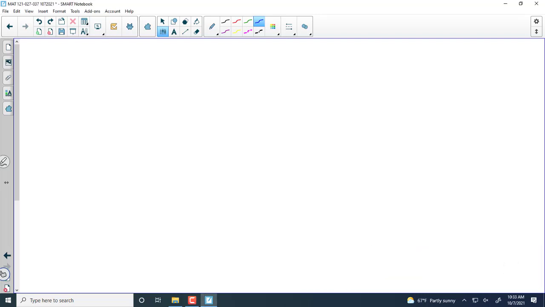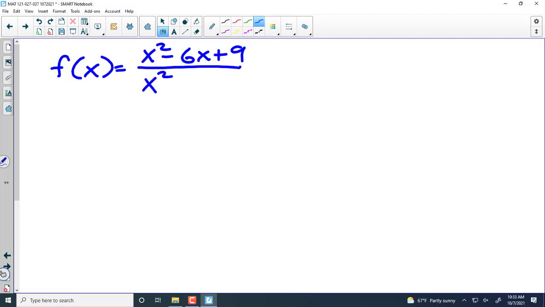So let's look at a rational function. Now, you can jot down information about a rational function really in any order you want. I just have an order I always use so I don't forget to do something.